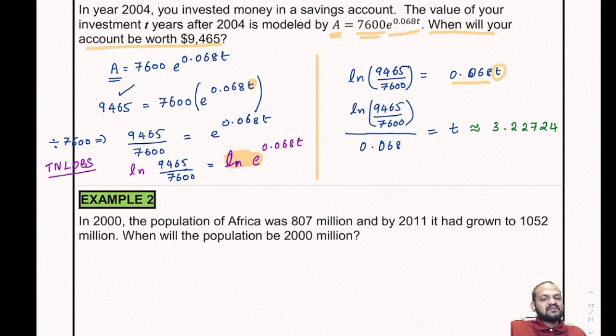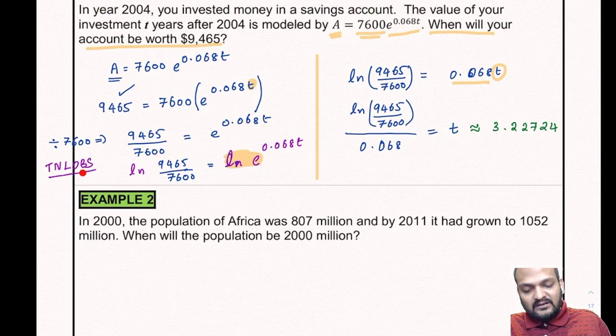So it's going to take 3 years and 3 months for the money to become $9,465, assuming that the growth model is A equals 7600 times e to the 0.068t. And that's how we solve this particular problem. Again, let me emphasize what I just did. I have this equation that is given to me as my growth model, and I plug in the given information. Now I have this expression, and I need to isolate the e. To do that, I'm dividing or multiplying, whatever I need to do. I did that. Then again, I need to isolate my t.